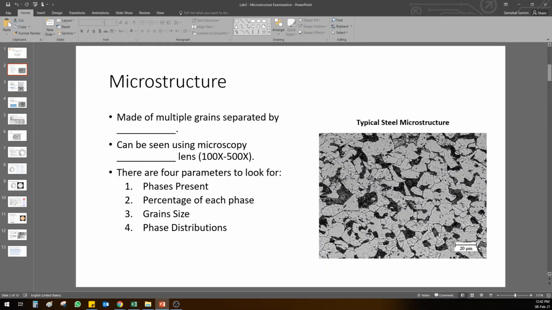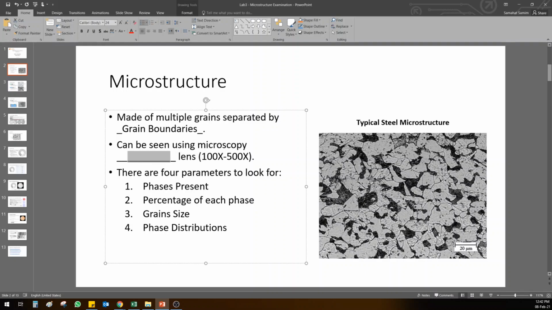Okay, so what is a microstructure? Microstructure is made up of multiple grains. So it's like grains or spots. Okay, it has small pieces separated by what? It is separated by grain boundaries. Okay, grain boundaries. The lines you see here, which are separating white and black spots, these lines are called grain boundaries. Very important.